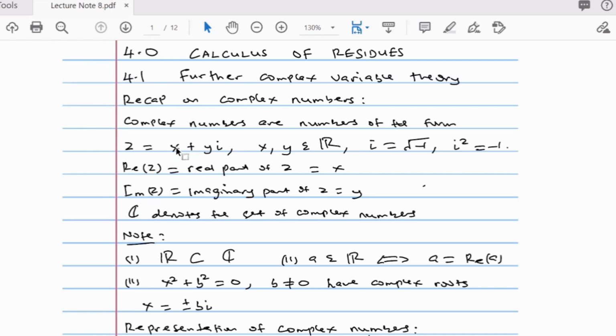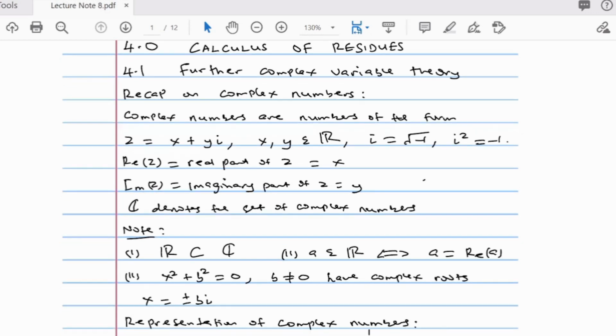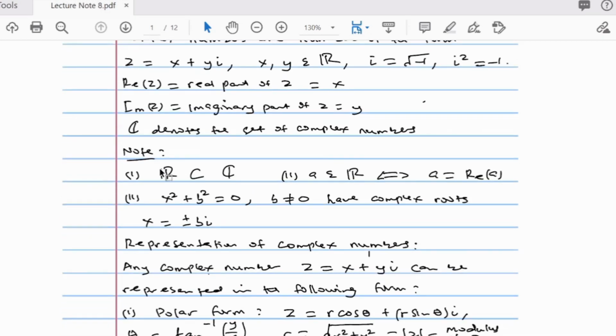So the real part of the complex number z is x, and the imaginary part is y. The set of complex numbers is denoted by C. So we have some notes. Every real number is a complex number, so the set of real numbers is a subset of the set of complex numbers. A is a real number if a is equal to its real part.